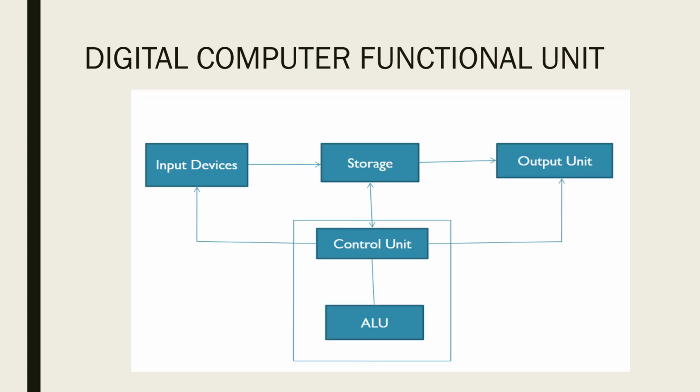Here is the block diagram of the entire functional units that take part in the entire processing. Here we have input devices, storage, output devices, control unit, and ALU. So all the processing is done using these devices, as you can see in this diagram.